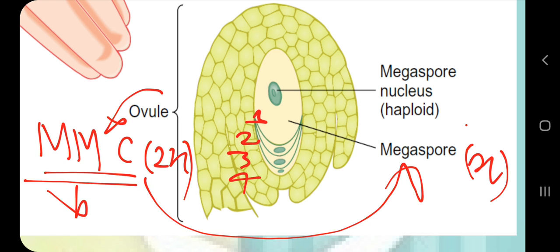If a megaspore mother cell produces 4 cells and 3 cells are very small in size, then of course the one cell is roughly equal to the megaspore mother cell. Now this megaspore, spore means haploid cell.